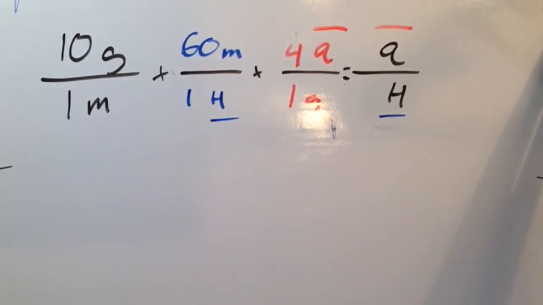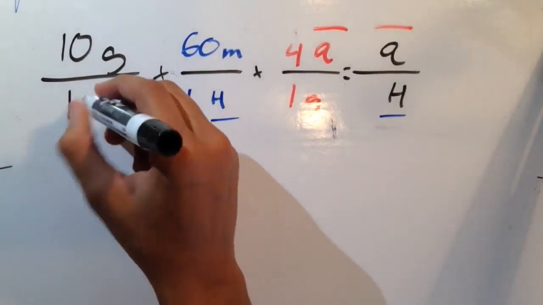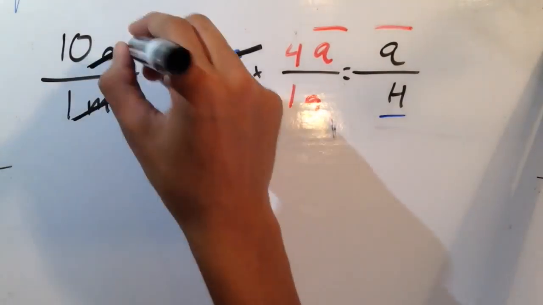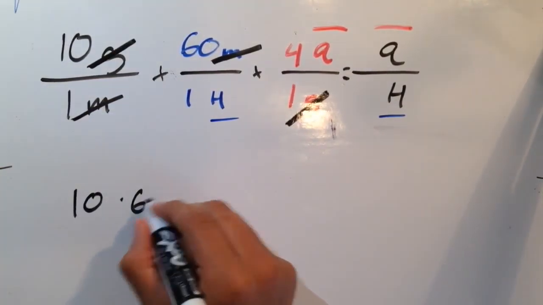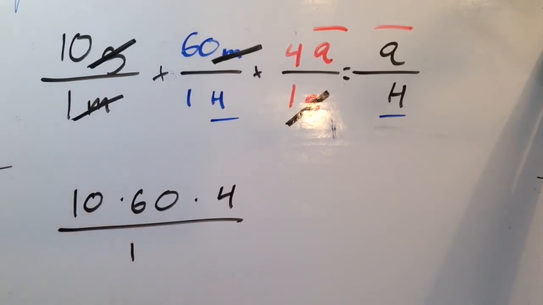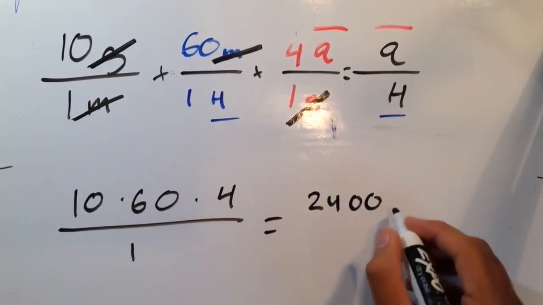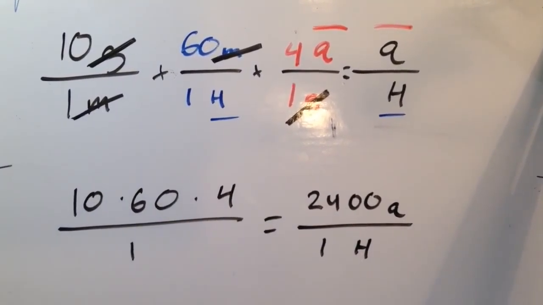So then if we cancel out our units as we can, then set up the multiplication across the top there, 10 times 60 times 4 divided by 1 times 1 times 1. Our answer comes out to be, after we do the arithmetic, 2,400 quarts per hour is the correct answer.